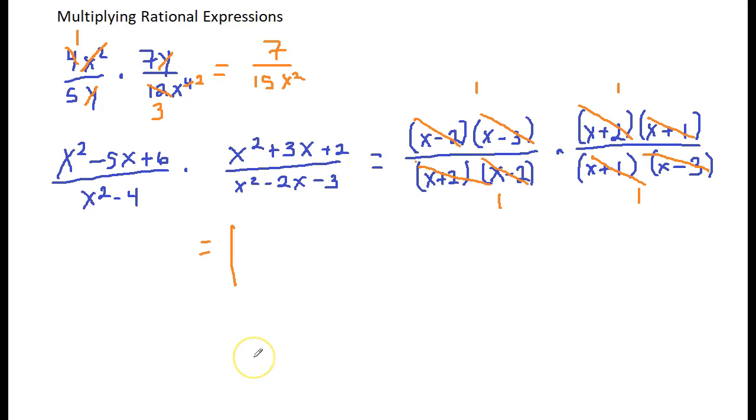All right, there we have it. Normally, there might be something left over on top and bottom, but sometimes you get everything to cancel. That means it's 1.